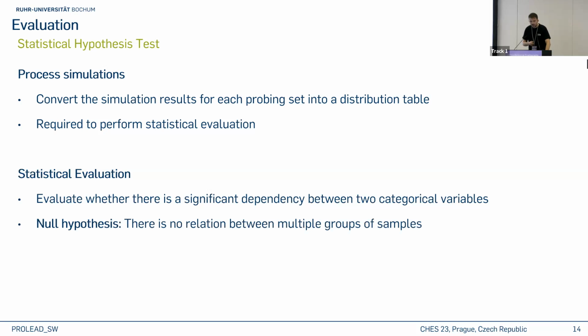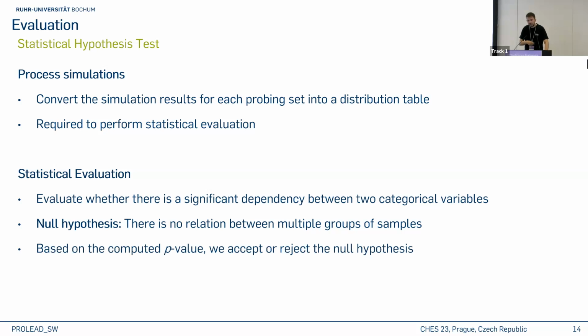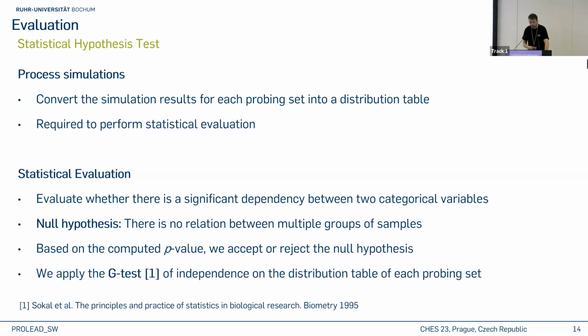What we say here is our initial assumption is that there should be no relation between those groups. And this is exactly what our null hypothesis states. Now, based on the result of the hypothesis test and the computed p-value, we then either accept or reject our null hypothesis. Like in the hardware version, we use the G-test of independence for our statistical analysis. We do this because it's not bounded by any statistical moment, but rather considers the full distribution table of each probing set.